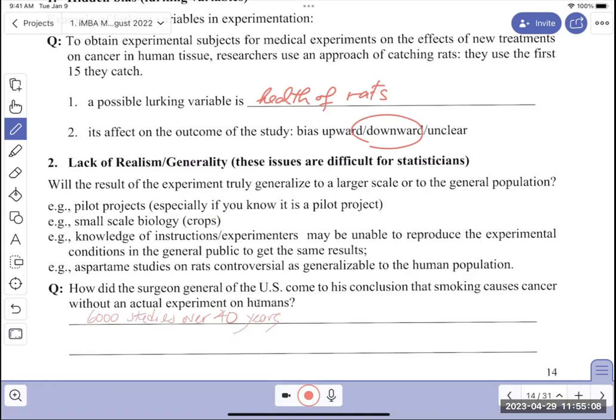Sorry, so what did the studies include? You know, which one? The 6,000 or the?